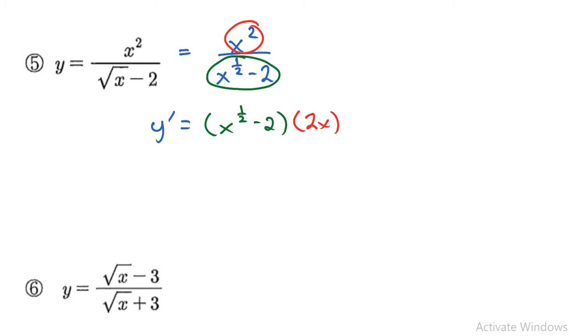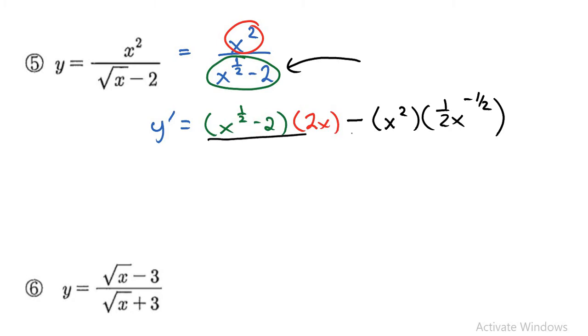And then the quotient rule says that we need to subtract the numerator times the derivative of the denominator. The derivative of the denominator there is going to be 1/2 x to the power of negative 1/2, and the derivative of negative 2 is just 0. That would finish off the derivative for the denominator. And then we finish off by taking the denominator and squaring the entire expression.